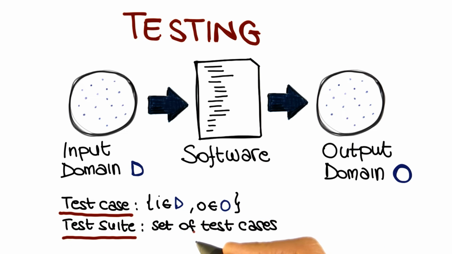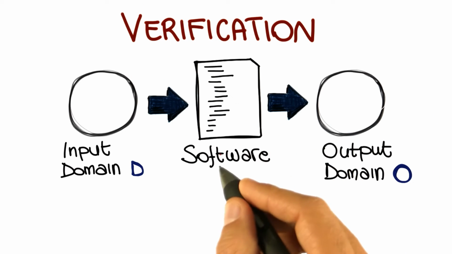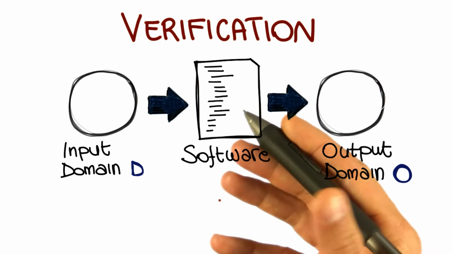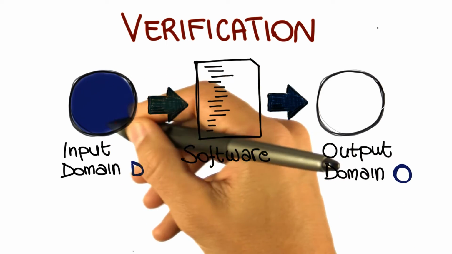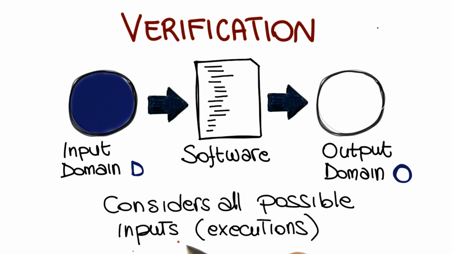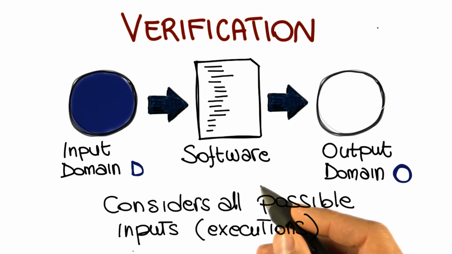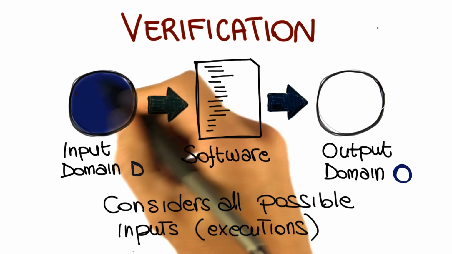Static verification tries to identify specific classes of problems in the program, such as null pointer dereferences. And unlike testing, it does not just consider individual inputs. It instead considers all possible inputs for the program. So it considers, in a sense, all possible executions of the program and all possible behaviors of the program. That's why we say that static verification, unlike testing, is complete.